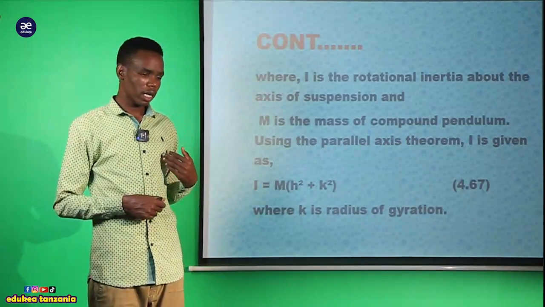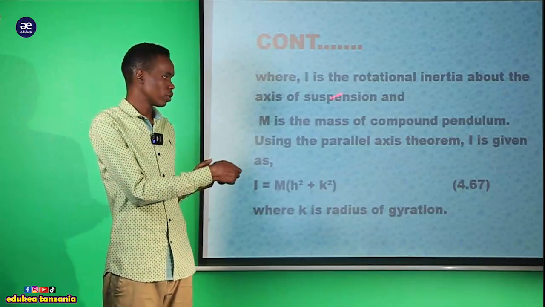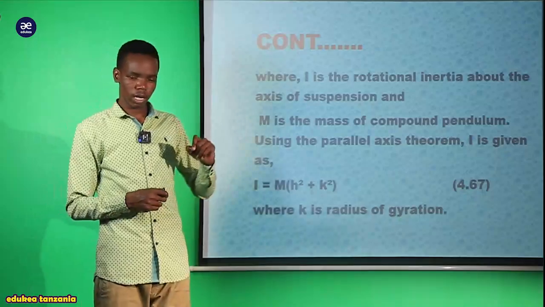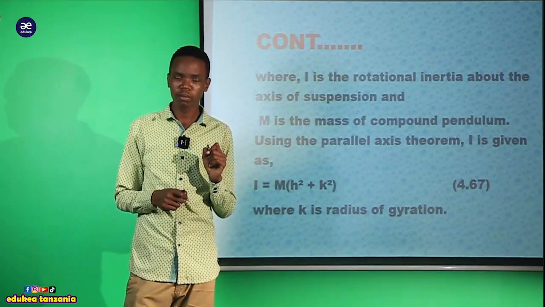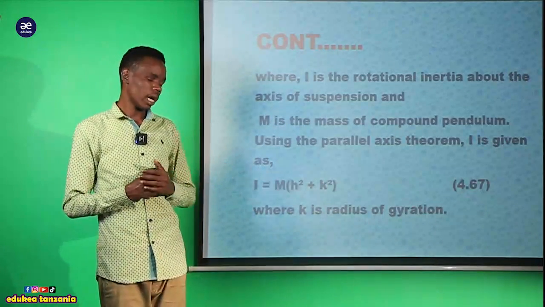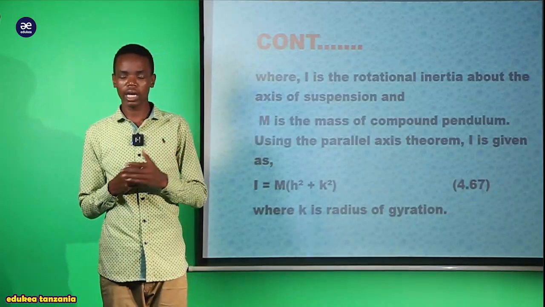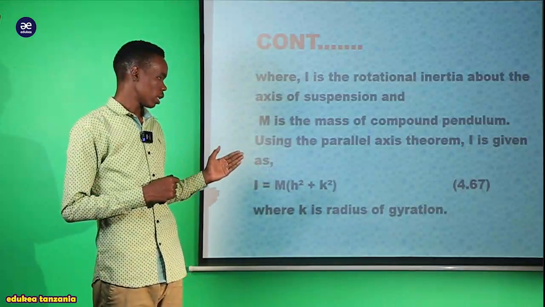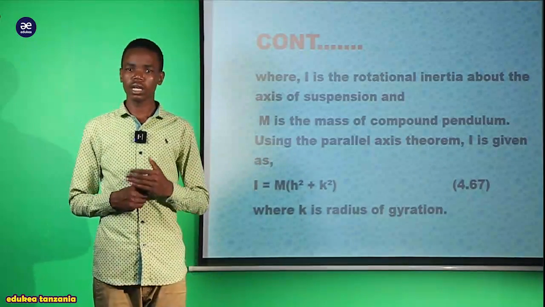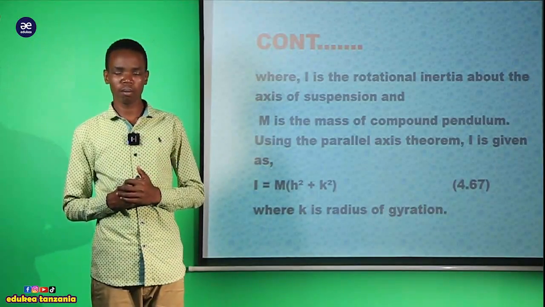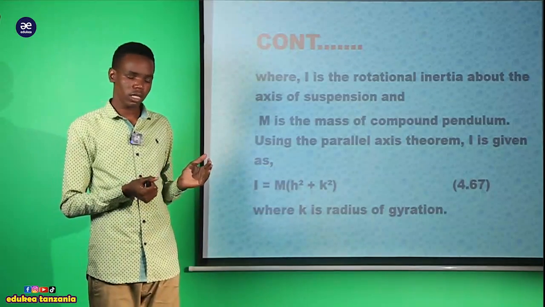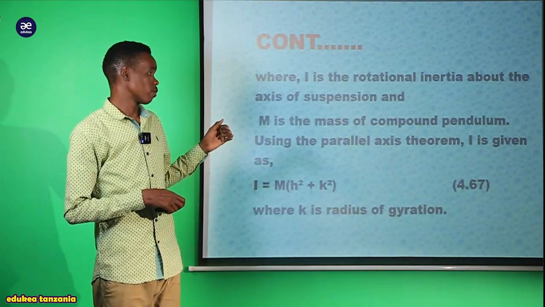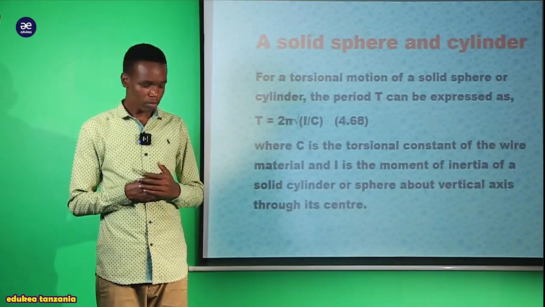But if we use the parallel axis theorem, we know that I must be equal to M times h square, added to M k square, where k represents the radius of gyration as we observe here, my dear students. So we can say that this is our equation number 67, which represents how we get the moment of inertia for the parallel axis theorem.